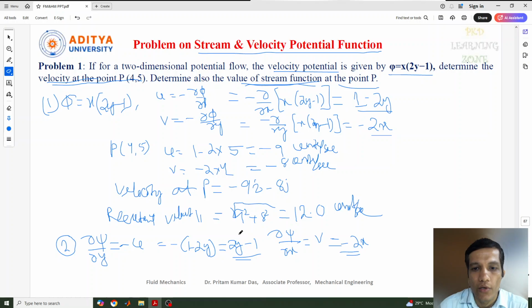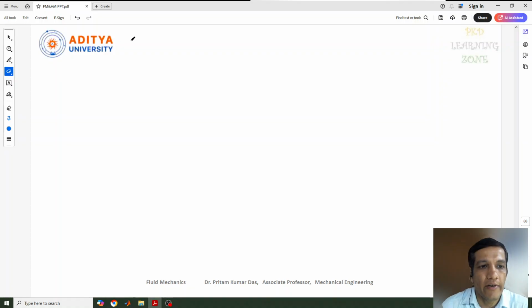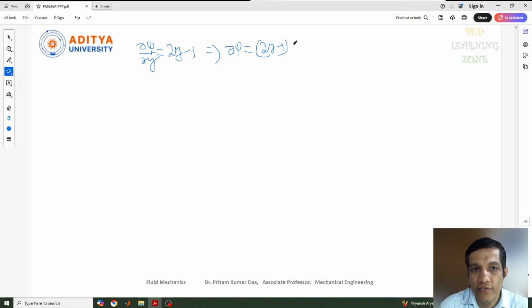Now suppose we call this equation 1, and this equation 2. Now I'll integrate the first equation. The first equation I got is del psi by del y equal to 2y minus 1. I can write del psi equal to (2y minus 1) del y. And now I want to integrate this equation.